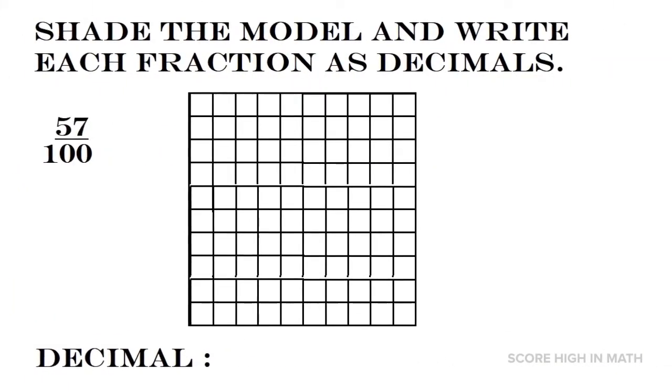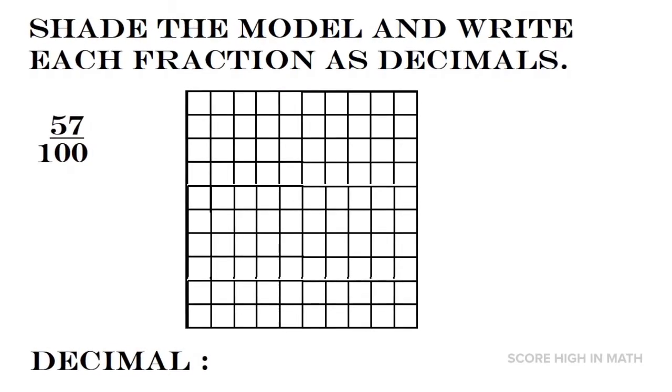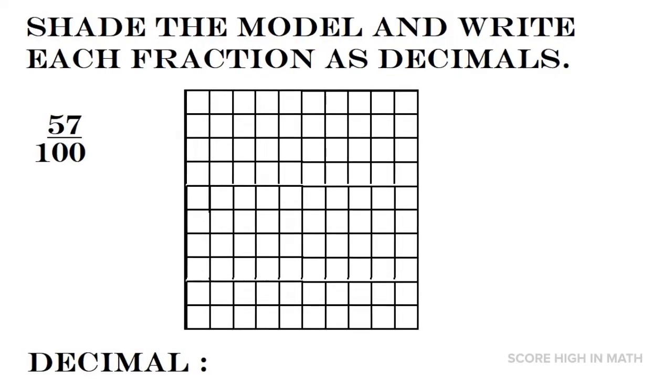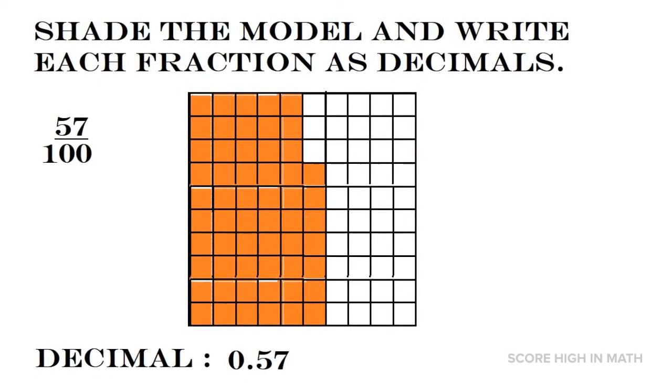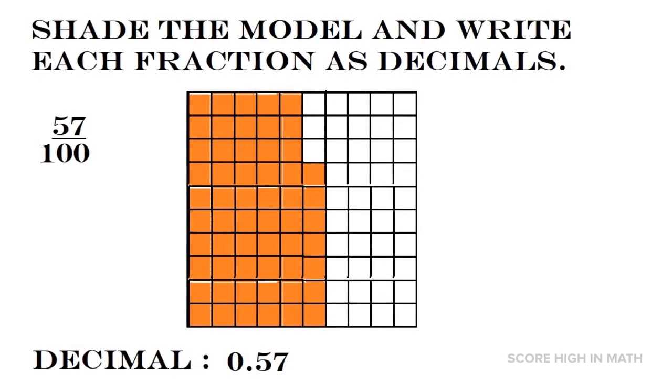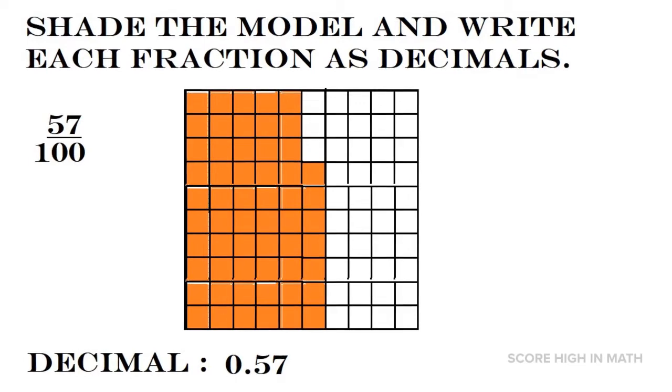Let us take on 57/100. We're going to use the 100 boxes in the grid since the denominator is 100. Then, we are going to shade 57 boxes out of 100. And the decimal is 0.57. It is easy.